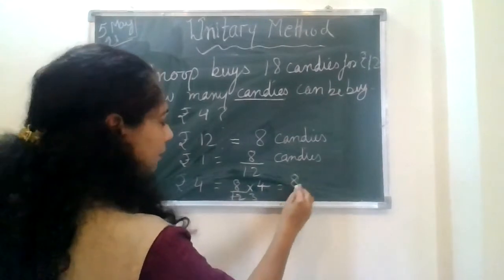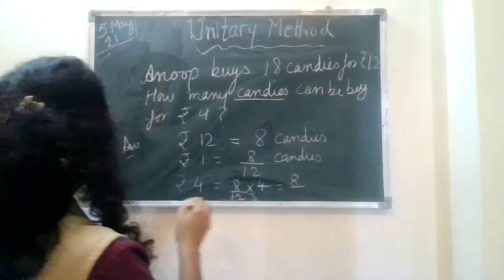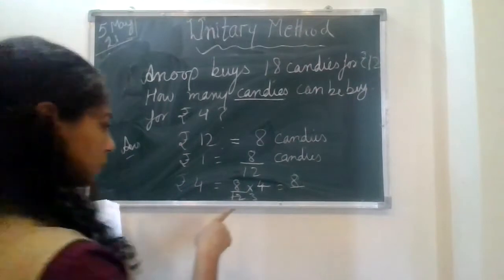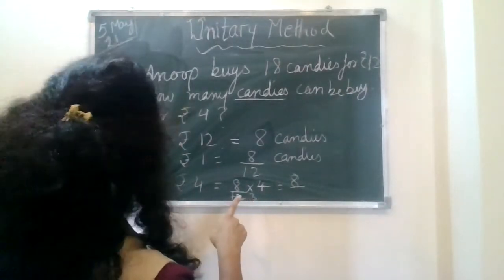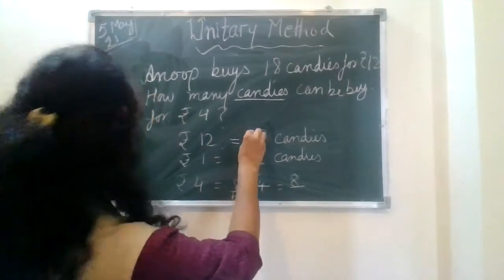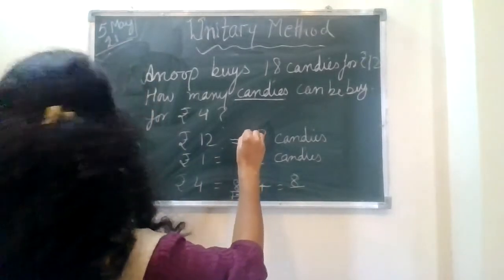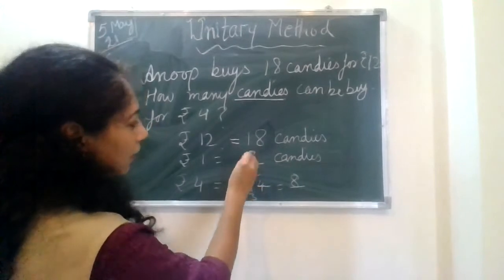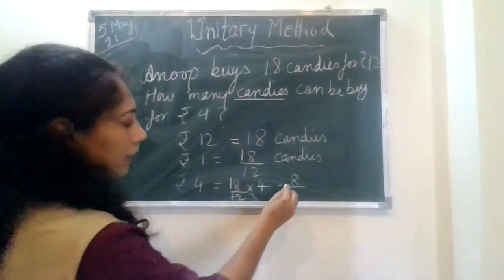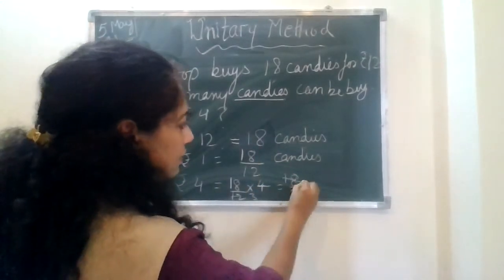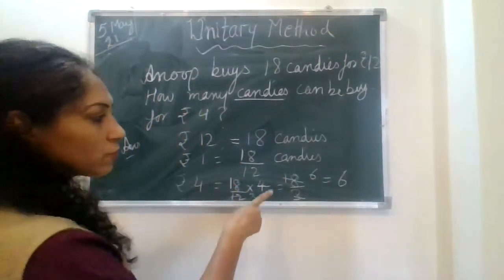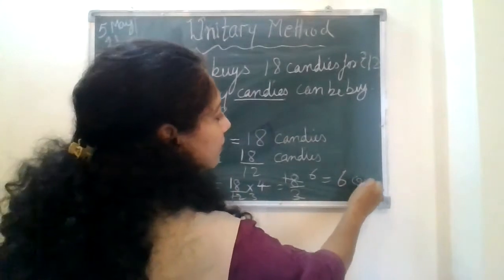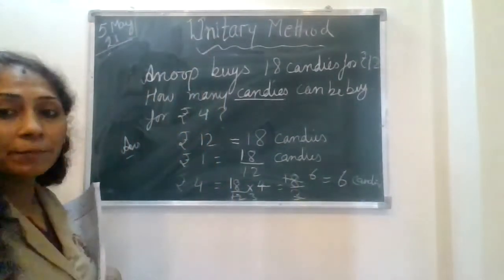4/3. So you will get the candies. Oh, sorry, 18/12, yes, this is 18. 18 candies. I'm so sorry, I just made a silly mistake. 18/3 is 6. So you will say, for ₹4 how many candies will you get? That is 6 candies. And the method is the same, right?